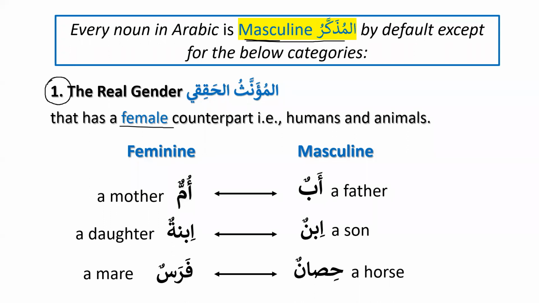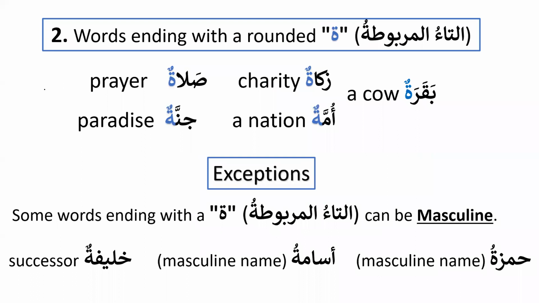So what we will do now, inshallah, whatever we keep on learning, we will add it to the list so that we can complete our list and we can complete everything about al-mu'annath, or feminine. The second one that we learned was that words that end with a rounded ta, or ta marbuta, are also feminine. For example, salatun, a prayer; jannatun, paradise; zakatun, charity; ummatun, a nation; and baqaratun, a cow.